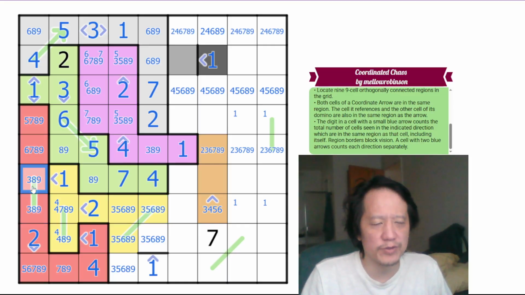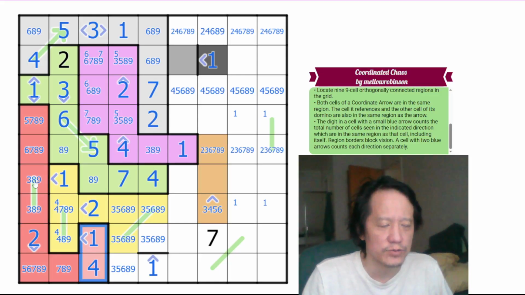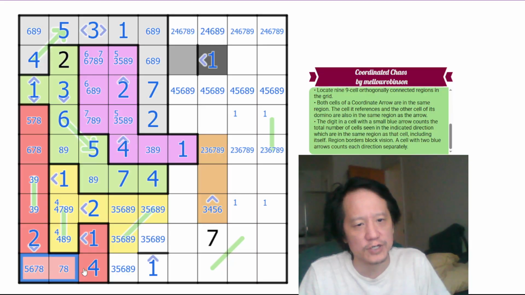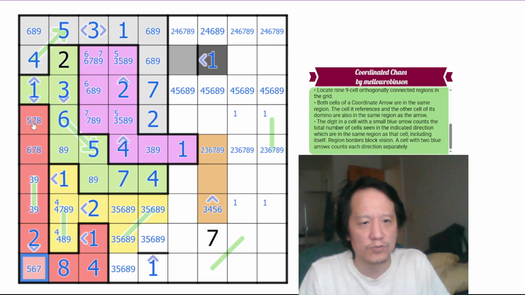Oh, this cannot be 3, 8. If this were 3, 8, then this 1 would have to add up to 11 with another digit, which is not possible. So this must be 3, 9. That eliminates 3, 9 in the rest of the region. That means this is a cell plus this cell, adding up to this cell. So this must be an 8. That eliminates 8 in the rest of the region. So this 8 eliminates 8 here, so this is 9. This can't be 8 or 9. This then must be 7 and 4.